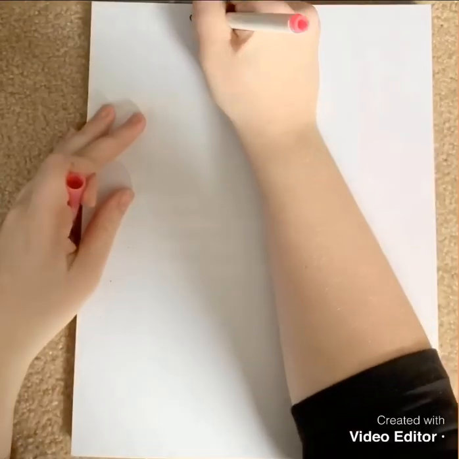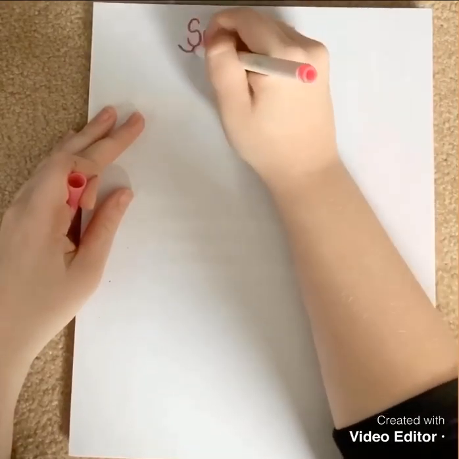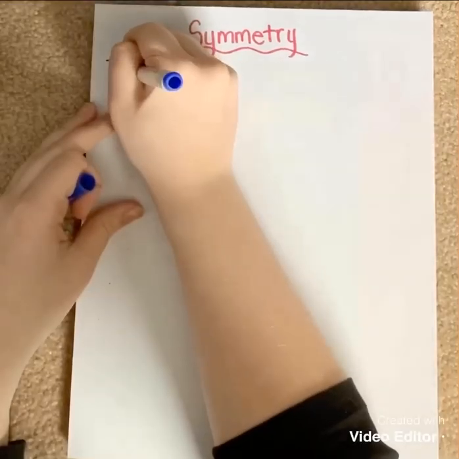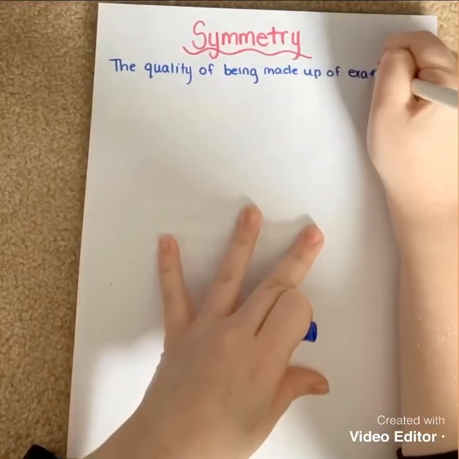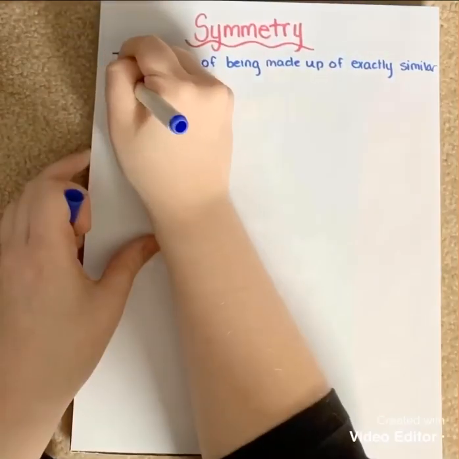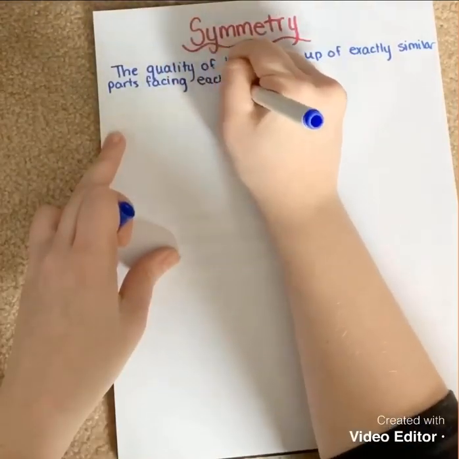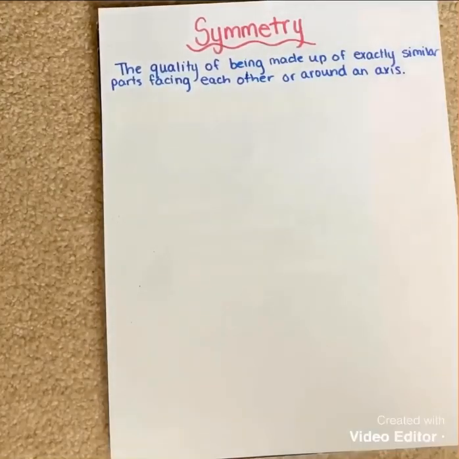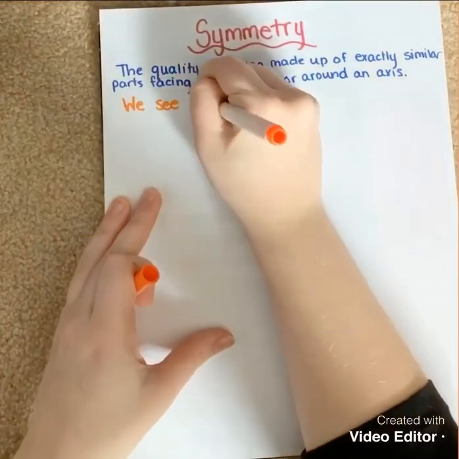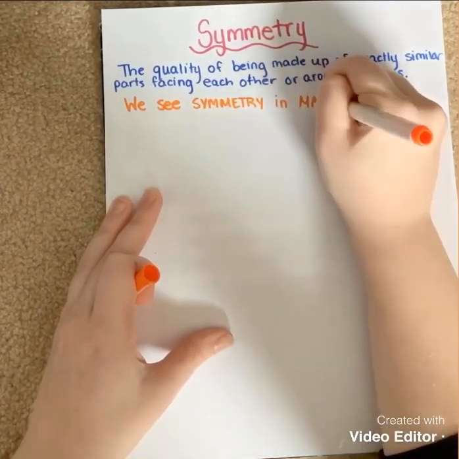Hey guys! Today we are going to discuss how we can learn about symmetry through a hands-on art project. Symmetry is the quality of being made up of exactly similar parts facing each other or around an axis. Our world is filled with symmetrical objects, beings, and things.